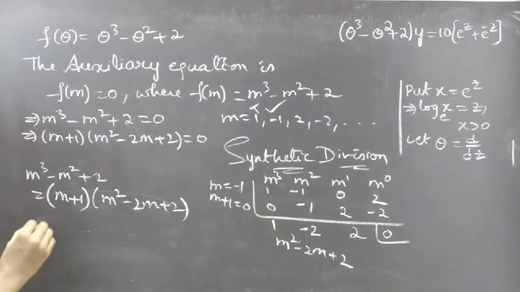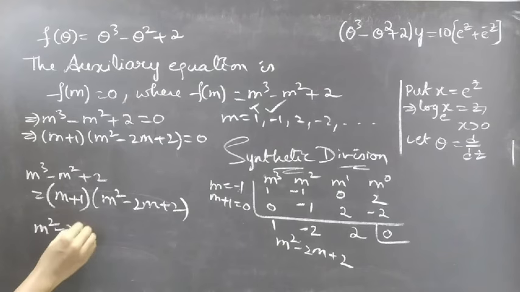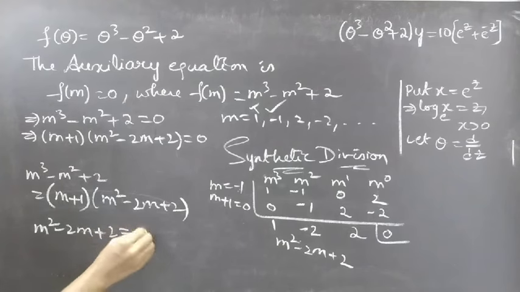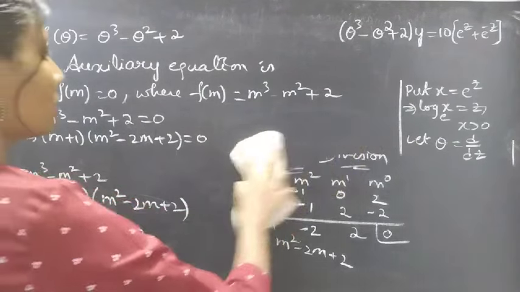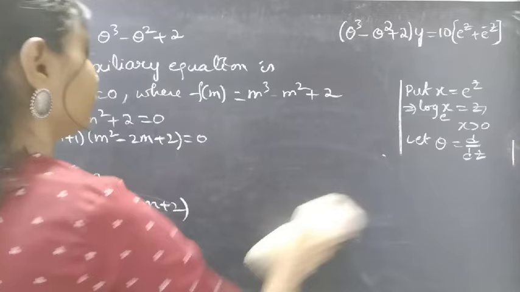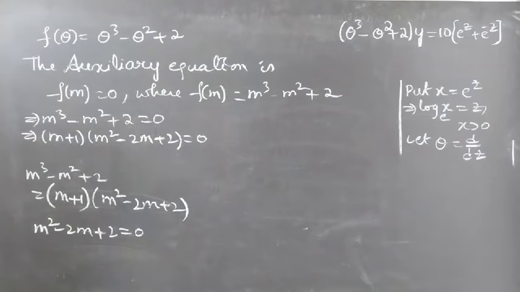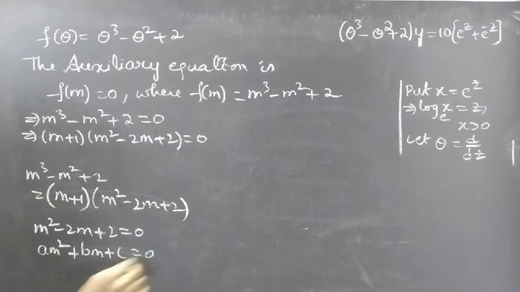Now we'll find roots of this equation. Okay, it is a quadratic equation, right? So let's go for the quadratic formula. Just compare this equation with the quadratic equation in m, am square plus bm plus c equals 0. Then we'll get a equals 1, b equals minus 2, and c equals 2.